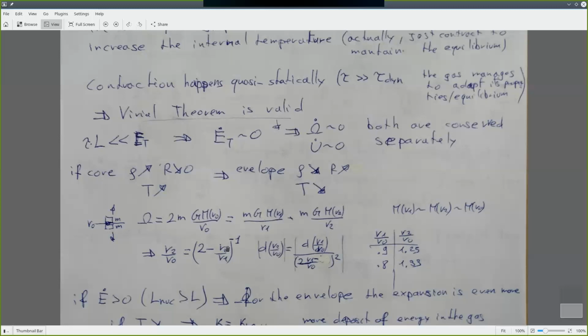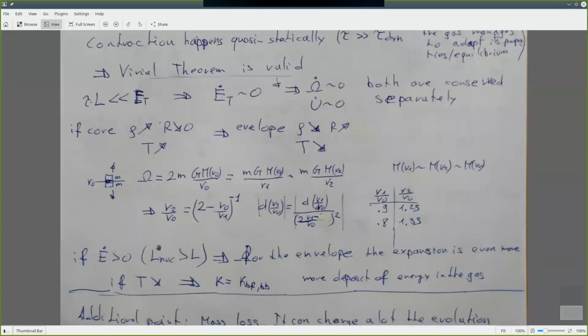If 20%, nearly 30%, so it is a nice increase in the expansion. For a small contraction of the core, the envelope will expand quickly. It is something we noticed.